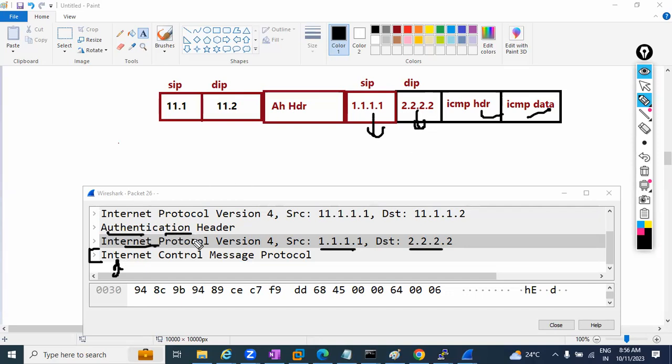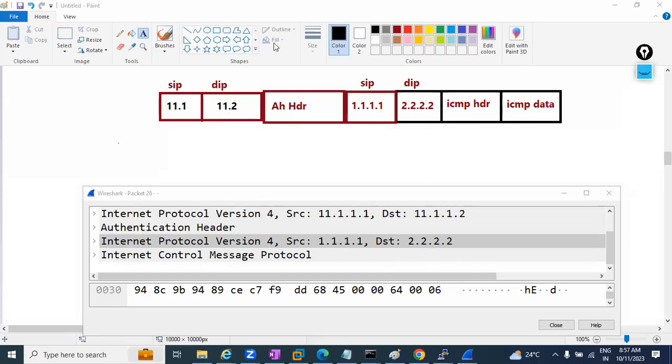Then we have the authentication header. This is the authentication header, and on top of that, we have the outer header, which is 11.1 and 11.2. Yes, guys, I hope this is clear. Any doubt or any questions up to this?